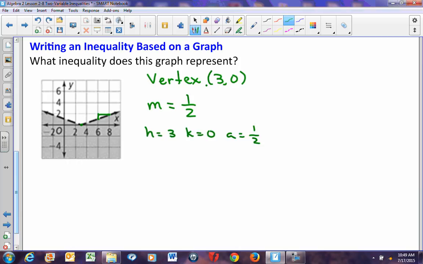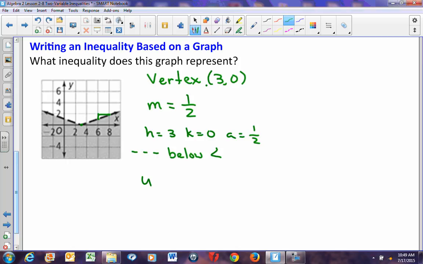So now the last thing I need to do is see if it's a greater than or equal to, or less than or equal to, or greater than or less than. Since it's a dashed line, we know it's either going to be a greater than or less than. Since it's shaded below the boundary, it has to be a less than. So that's everything I need to know to be able to write my equation.